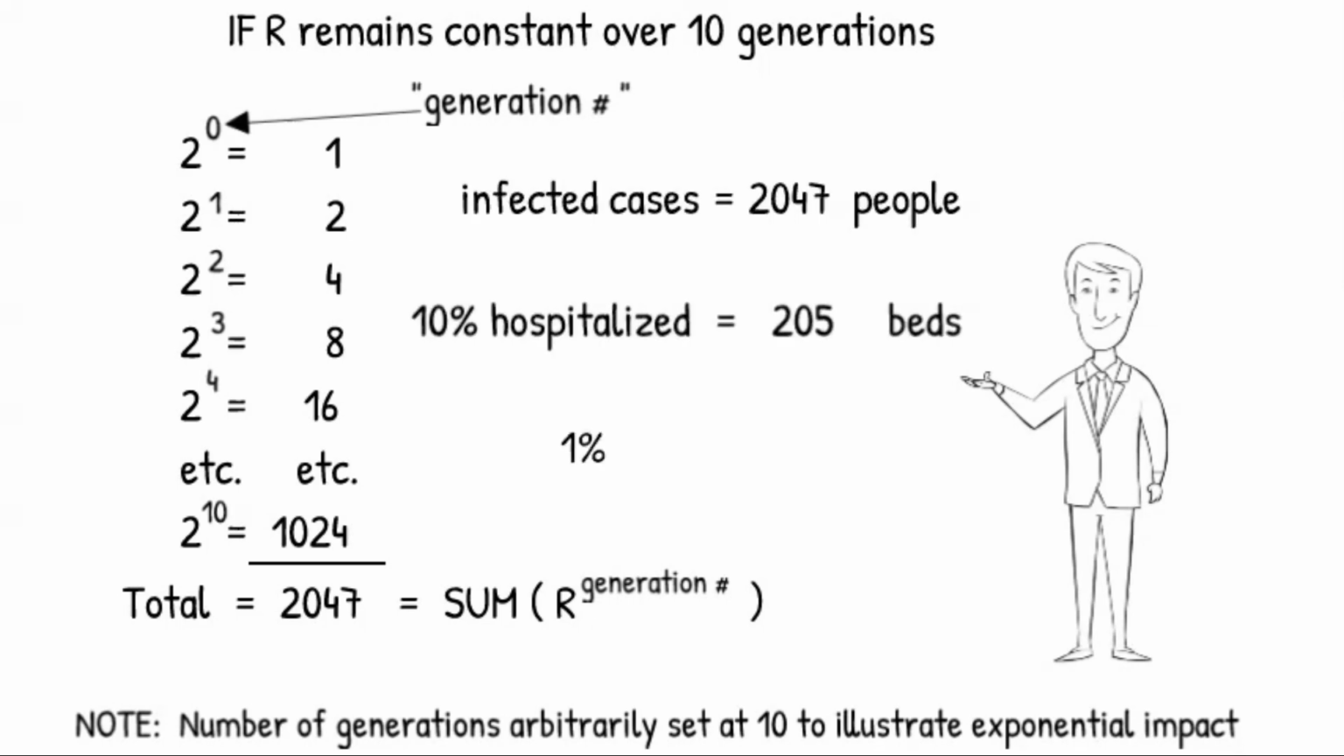So let's say 10% of those are sick enough to require hospitalization or maybe even intensive care. So we need 205 beds for those 205 people. And let's say the disease is lethal enough that 1% of the people infected die. So that means we get about 20 deaths of those 2,047 people infected. And that's about 10% of those requiring hospitalization. So this example leads to 2,047 people infected, 205 people hospitalized, and 20 deaths 10 generations out when the R is 2.